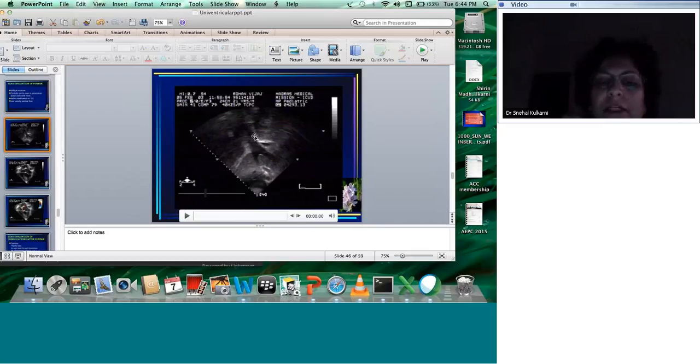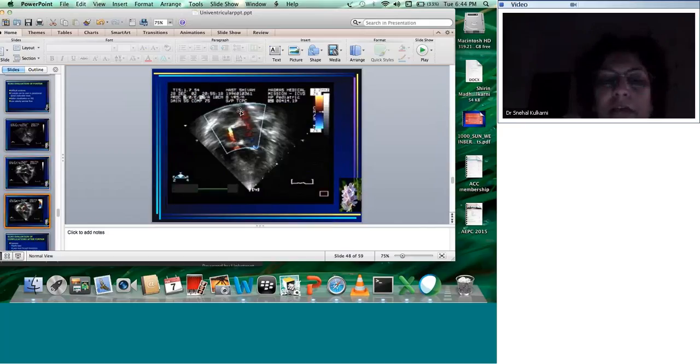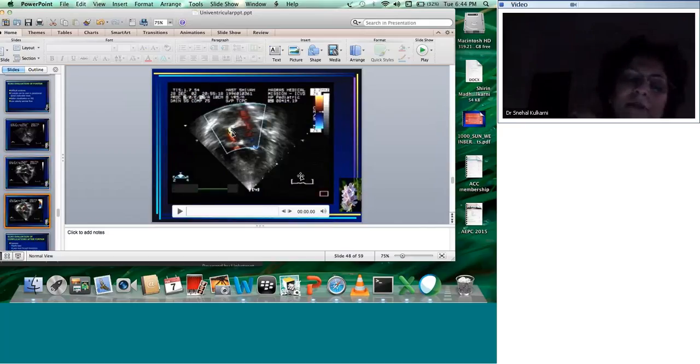It's a subcostal view, IVC draining into the Fontan circuit. And many times you may be able to see, this is a short axis of the conduit. You may be able to see this conduit well, and if you see carefully, this is a Fontan fenestration.